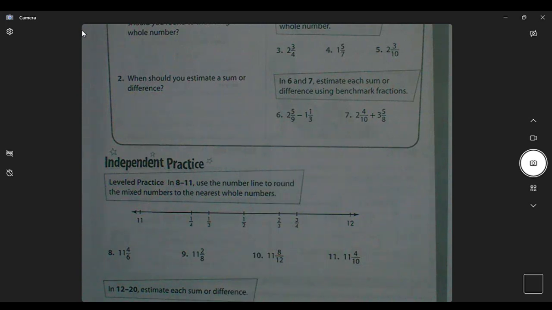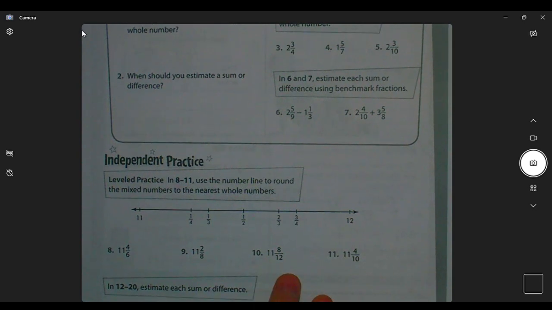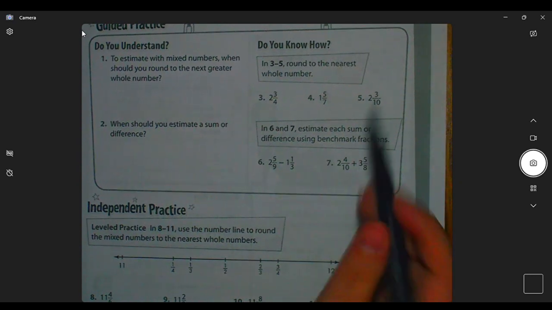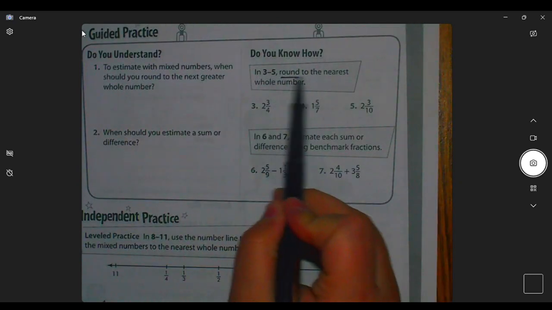Welcome back. Today we're going to learn how to estimate sums and differences with mixed numbers. Now, a mixed number is just a whole number with a little bit more added in. So it's more than a whole, but it still has a fractional piece with it. Let's look at numbers 3 through 7 as some examples to learn this skill. It says round to the nearest whole number.